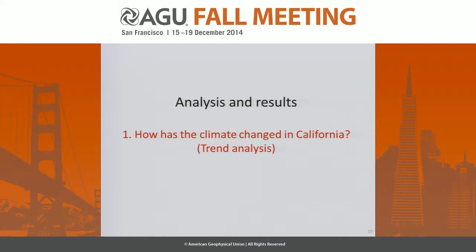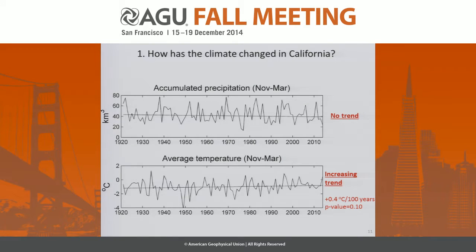In our study, we focus on answering three questions. The first question is, how has the climate actually changed in California? To do this, we first aggregate the accumulated winter precipitation in each year over the entire study area, so we get one single value for each year. Then for the time series of the 95 years, we carried out the Mann-Kendall test and Sen's slope estimator to detect the significance and the magnitude of the long-term trend.